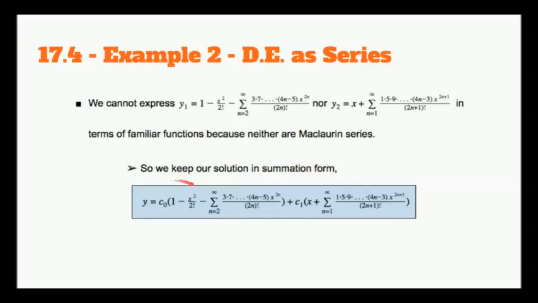So we keep our solution in a summation form as here. We got y equal to c0 times 1 minus x squared over 2 factorial minus the sum, plus c1 times x plus this summation here.